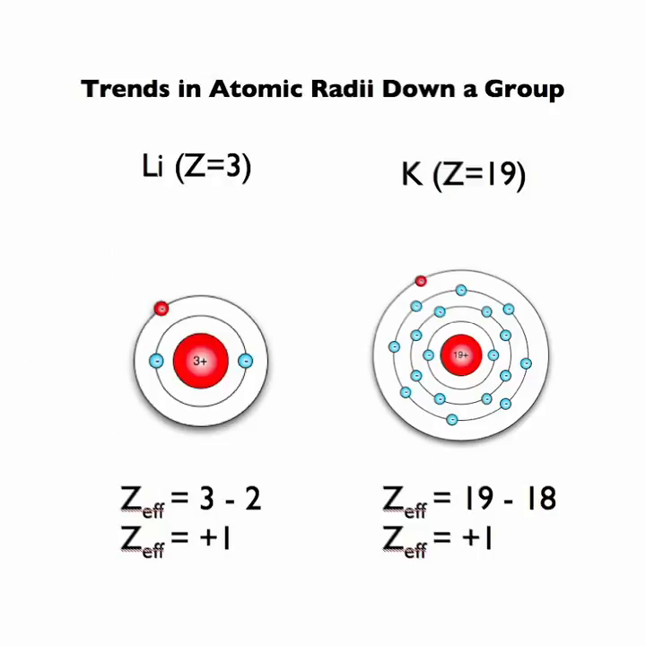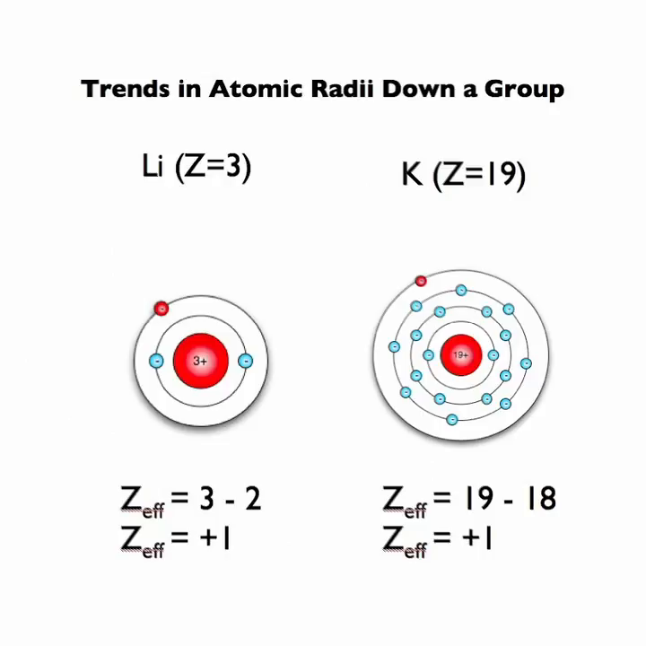Now, how can we apply this to trends in atomic radii? First, we're going to consider going down a group. We're going to use our lithium and potassium example. Both lithium and potassium have a +1 effective nuclear charge. Therefore, what must control the size of the atom is the N level, the primary N level. Potassium has more energy levels, is further down in the periodic table than lithium, so therefore it is a larger atom. So as you go from top to bottom in a group, the atomic radii increase.